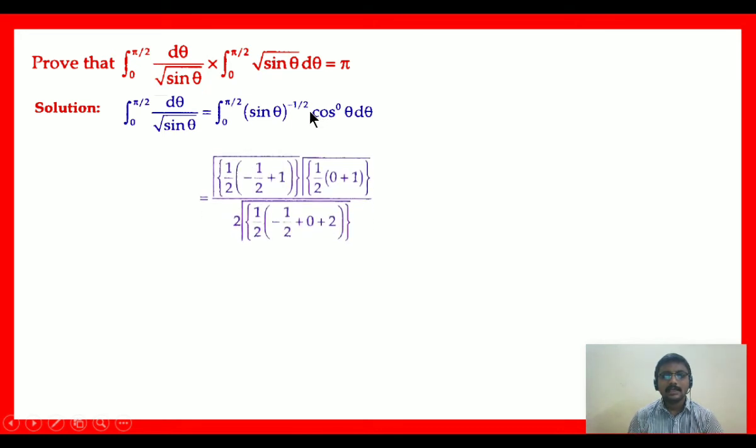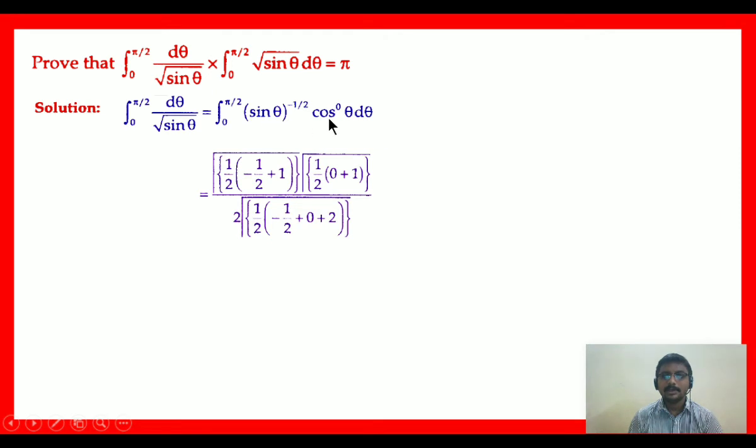Now it looks like integral 0 to pi by 2 sine power m theta into cos power n theta d theta. What is m here? Minus half and n is 0. So we have a formula: integral 0 to pi by 2 sine power m theta cos power n theta d theta is gamma of m plus 1 by 2 into gamma of n plus 1 by 2 upon 2 into gamma of m plus n plus 2 by 2. Just here we replace m as minus half and n as 0. So on simplifying we get gamma of 1 by 4 into gamma of 1 by 2 by 2 into gamma of 3 by 4. So it is the required value of the first definite integral.